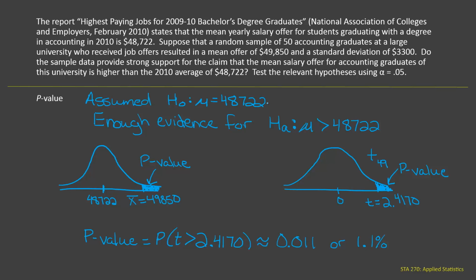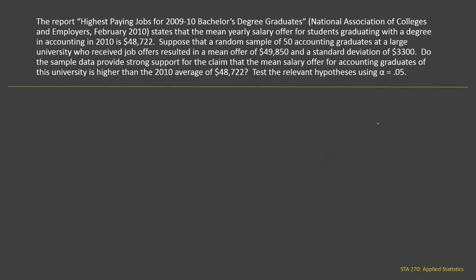So do we really think that the mean is 48,722? Or do we think that maybe the mean is greater than 48,722? It seems fairly unlikely that we would get a test statistic like we did under this assumption of the null hypothesis, so we're going to reject that in favor of this alternative. So let's go ahead and state that.